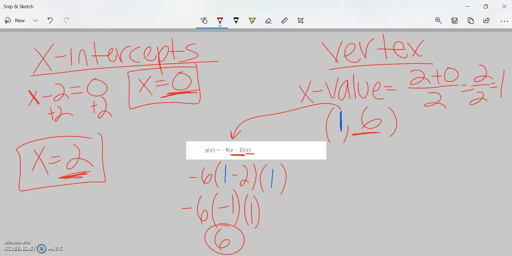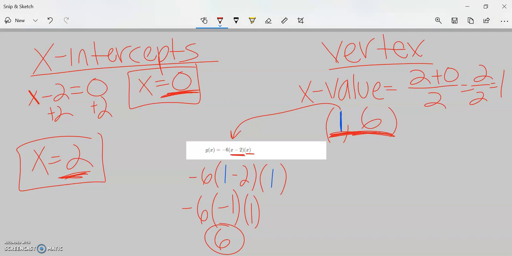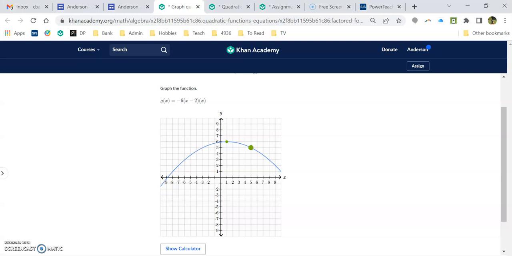One is at 2, one is at 0. So first let's go graph our vertex at 1, 6. So 1, and then up to 6. And then remember, if we look at our image, we have 2 zeros. One's at 2, and one is at 0. So go back to your graph, take your other point, this guy, and put it at either 2 or 0. And you can see if I flip it back and forth at 2 or 0, my graph is not changing. They should both be at the same spot.